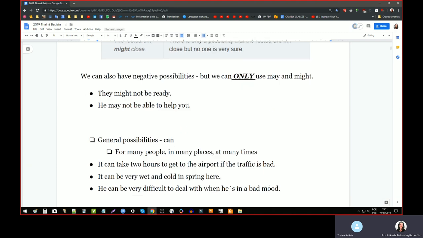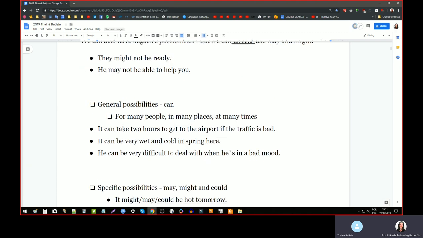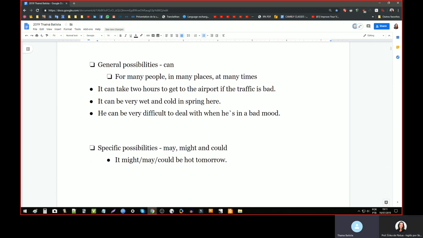Yes. So we use can for general possibilities. So what does a general possibility mean? It is related to many people, or it occurs in many places, at many times, and so on. I put here three examples. The first one: it can take 2 hours to get to the airport if the traffic is bad.